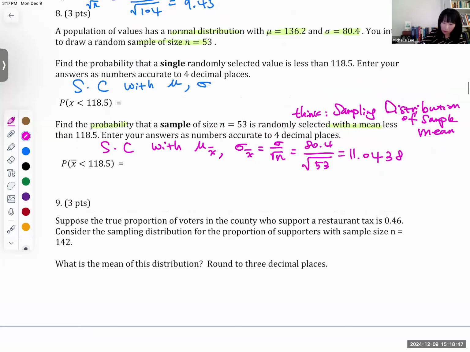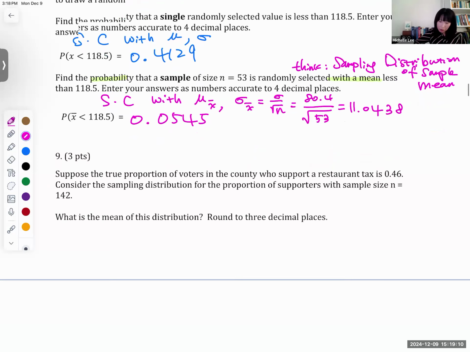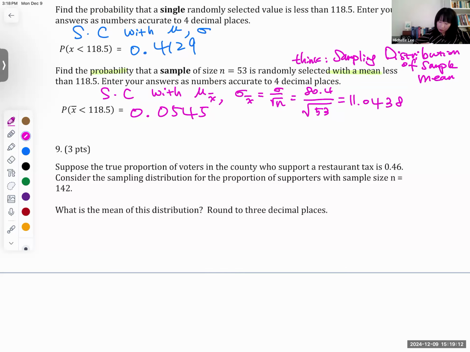So that is 0.4129. That is 0.0545. Okay? All right. Number 5. I mean, sorry, number 9. Suppose two proportions, now two proportions, right?